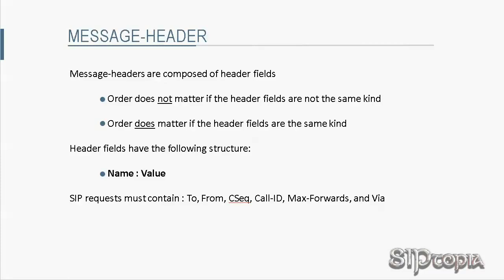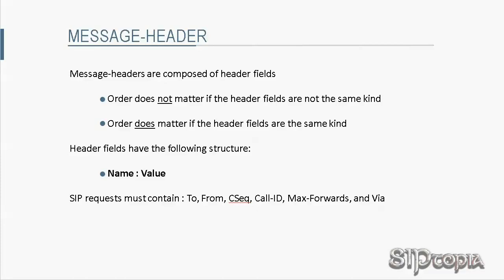The message headers are composed of header fields. An important point here is the fact that the order of header fields does not matter if the header fields are not the same kind. If the header fields to be listed are the same kind, the order is crucial. Header fields have the following structure: name, colon, value.